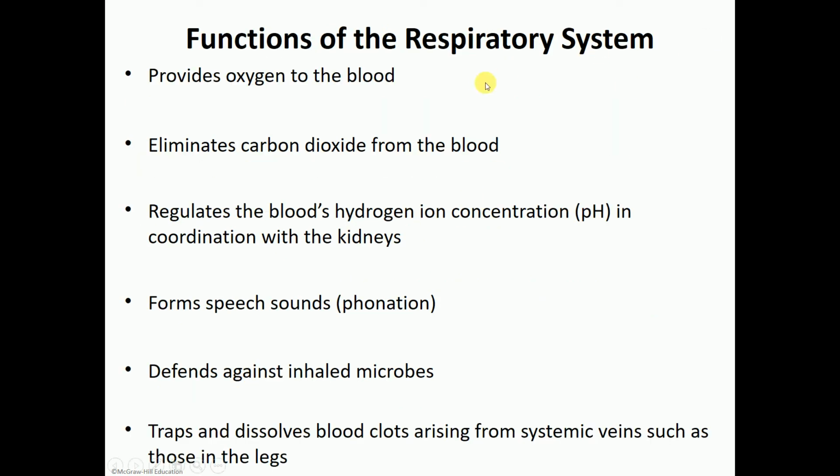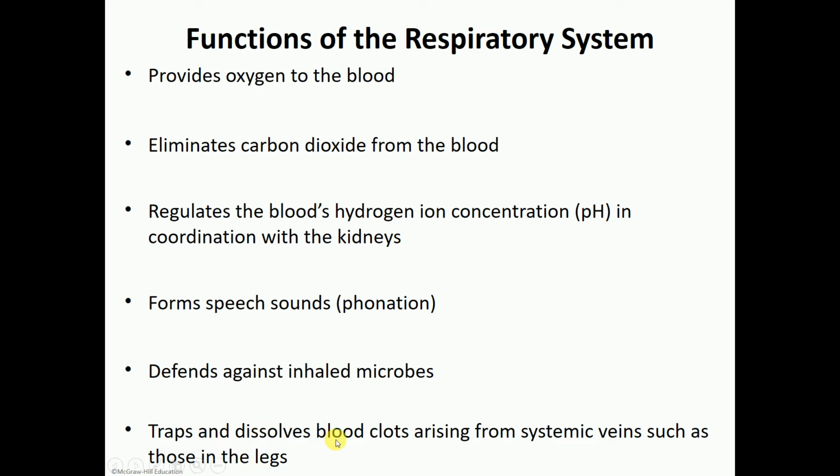The functions of the respiratory system: it provides oxygen to the blood and it eliminates carbon dioxide from the blood. In doing so, it helps in regulating the pH of our body, and it does so in coordination with the kidneys. The respiratory system is also responsible for speech, sounds, or phonation. We will find out that the parts of the respiratory system have cilia and mucus, and that helps in defending against any inhaled microbes, trapping them and then pushing them out of the system. It also traps and dissolves any blood clots.